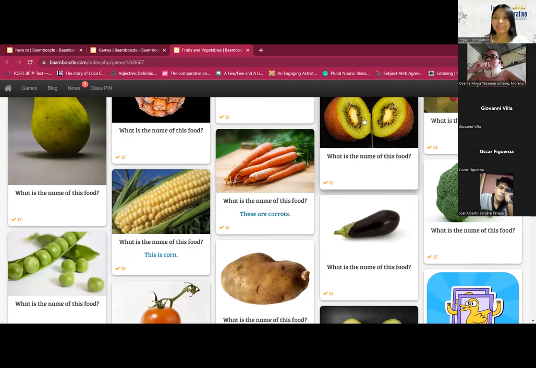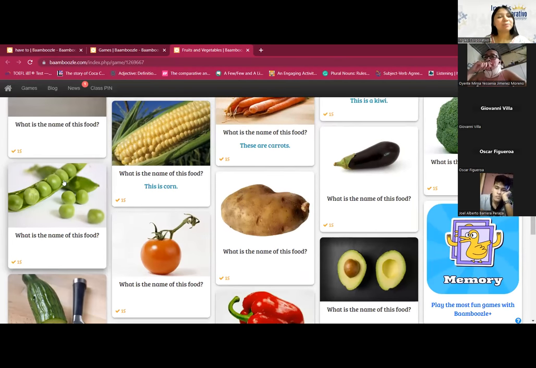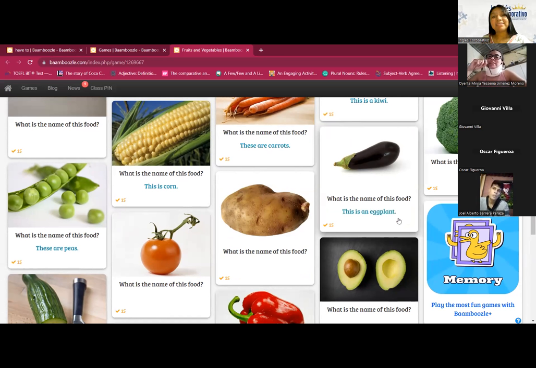And this one? Kiwi. Yes. What is this? Peas. Yes, peas. Okay, what is this? Potato. And this? Berenjena. How do you say berenjena? Eggplant. Okay.